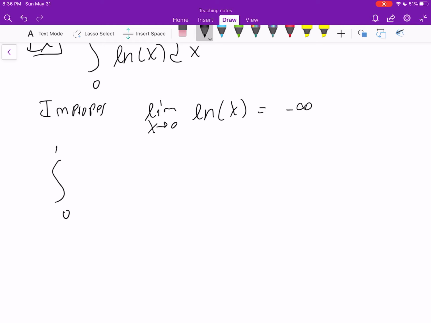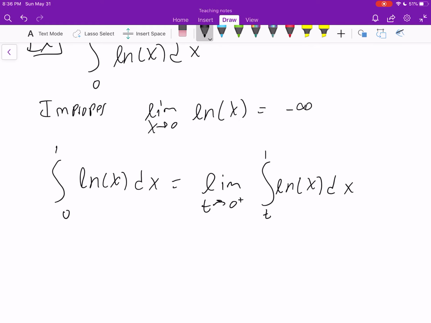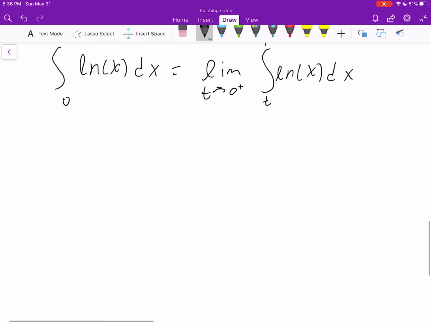So this is the integral from 0 to 1 of ln of x. Its discontinuity is at 0, so we're going to do the limit as t approaches 0 from the right of the integral from t to 1 of ln of x dx. Now this is one of those integrals that we actually have to think about how to do. This is going to be an integration by parts.